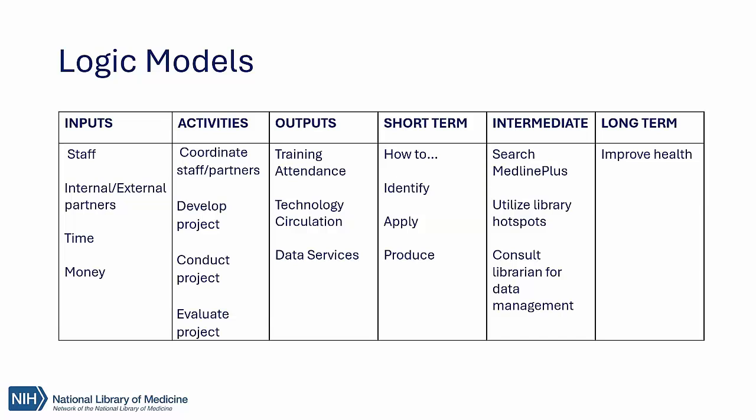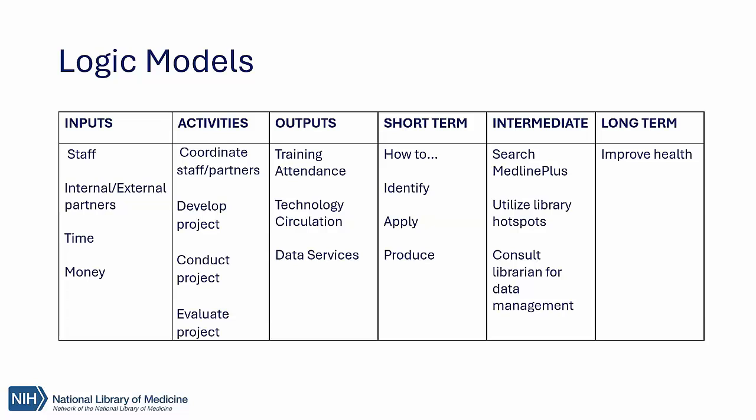Let's move backwards to the next column labeled short term. So particularly in a short-term, 6-month to year-long project, you want to focus on short-term outcomes rather than the broader impact of improving health. Who knows if you'll be able to improve the health of your community within a year or 6 months. That would be a bit miraculous, but you could achieve some short-term outcomes. Your community members or your staff will learn how to identify, apply, produce. Think through what you are trying to achieve in terms of increased knowledge or skills.